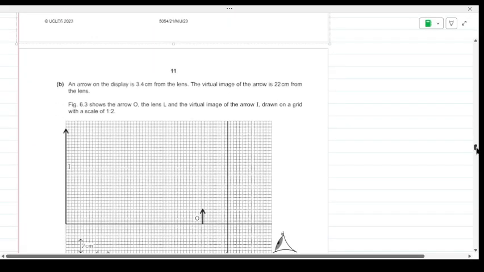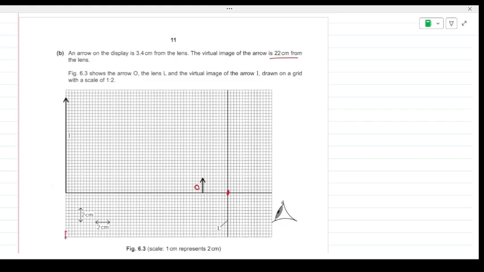An arrow of the display is 3.4 centimeter from the lens. So we have an object here, we can write O. The image formed is 22 centimeter from the lens. So this is a lens, and we have an image at 22 centimeter. So we can mark the values to represent the image distance, which is minus 22 centimeter. We use a minus sign for the virtual image.